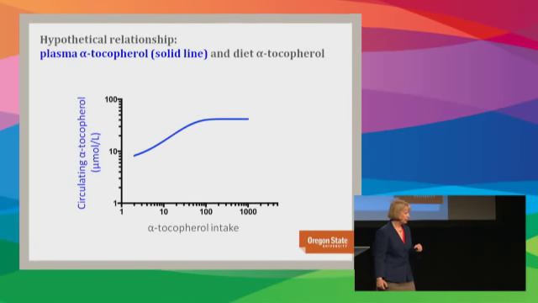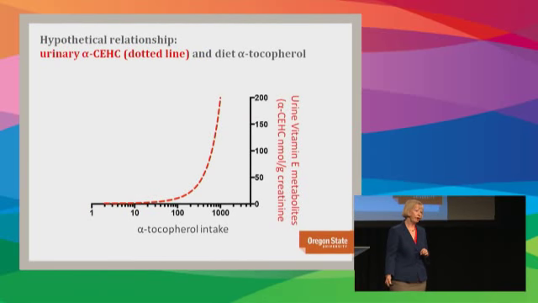This is a hypothetical diagram of what we think ought to be going on. If you're eating around 10, you have plasma vitamin E on this left y-axis of about 12. Eating a 400 IU pill of vitamin E will double to triple your plasma concentration. Everybody agrees that's true. If we look at my biomarker, very small changes at low intakes.